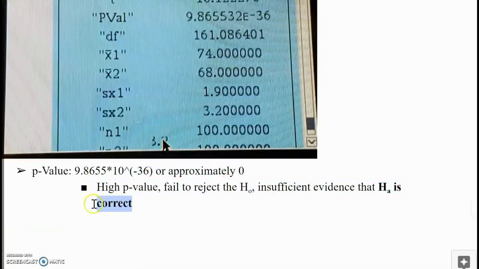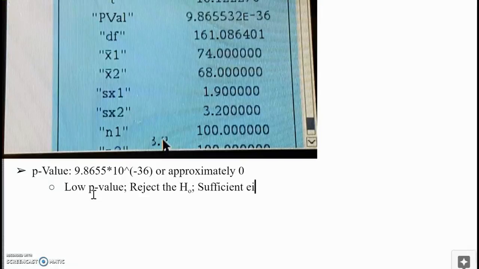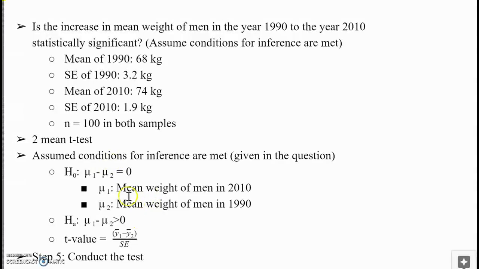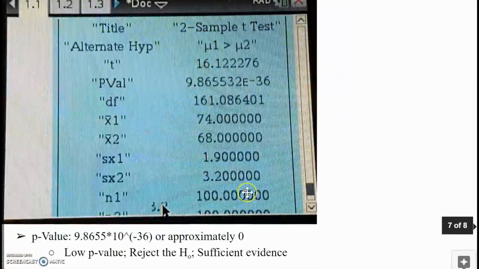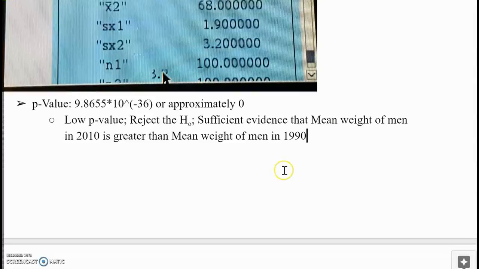Now, given that it's a low p-value, it's below my 5%, very low p-value, now we reject the null hypothesis, sufficient evidence that our alternate is correct. And what did our alternate state? Exactly, that the mean weight of men in 2010 was greater than the mean weight of men in 1990. Sufficient evidence that mean weight of men in 2010 is greater than mean weight of men in 1990. So that's how you answer that question.